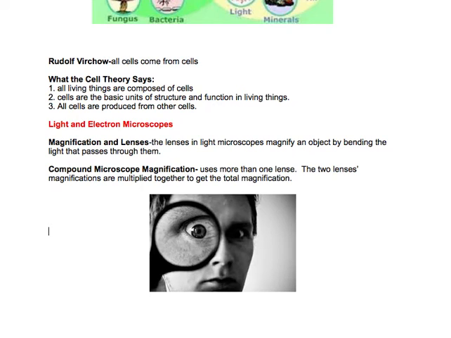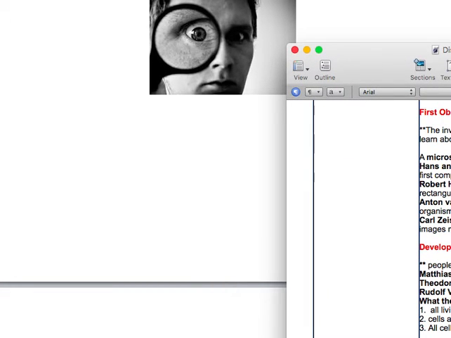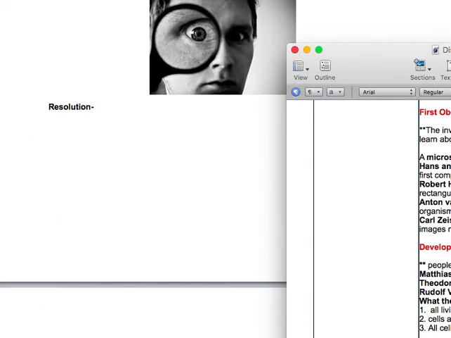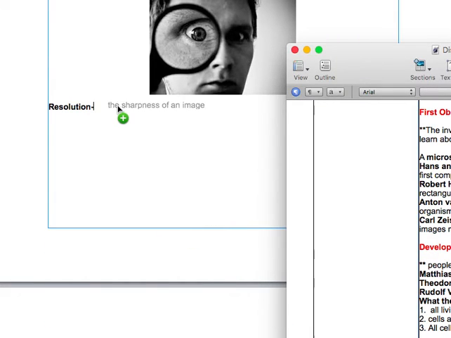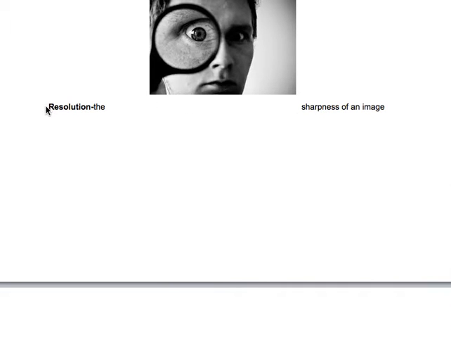But of course, making something look bigger is all well and good, but if you don't have a clear image, that's not going to do you any good. So you need resolution as well. Magnification makes something look bigger, and resolution is making it look clear or sharp. The definition in our book: resolution is the sharpness of an image. So how clear is it?